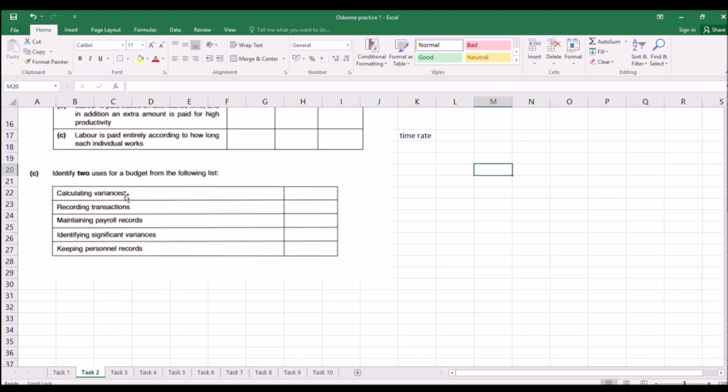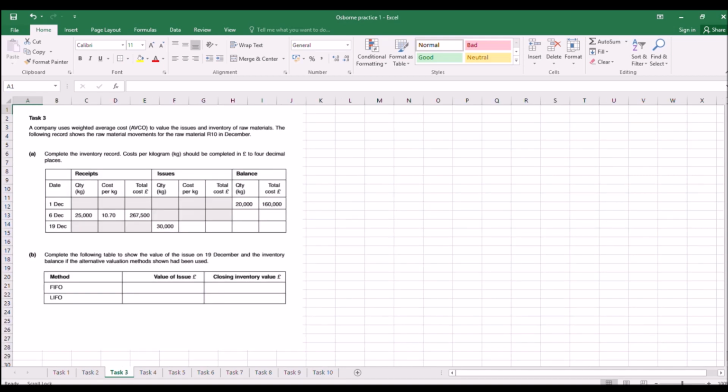Identify two uses for a budget from the following list. Calculating variances. Well, that's going to be true. Recording transactions. No, that's going to be false. Maintaining payroll records. False, that's just a daft answer. Identify significant variances. That's true. And keeping personnel records. That's HR, false. So it's calculating variances and identifying significant variances. That's the point of a budget. We set out the budget as what's expected, or alternatively it can be what is demanded. You might set aspirational budgets, even though it'd be a bit annoying.